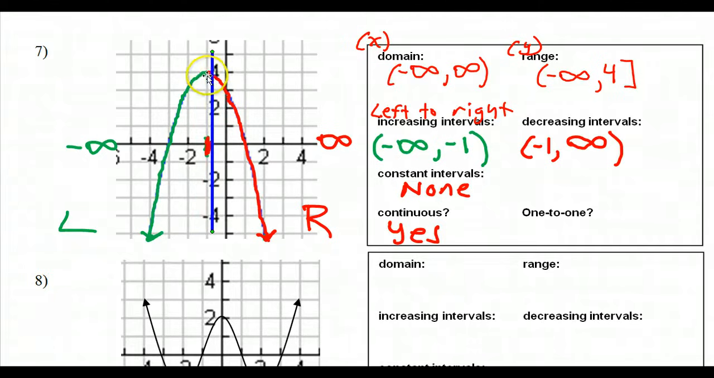All right, it hits one point right here. As it goes, it's only hitting 1 point, 1 point, 1 point. Any vertical line is only going to hit 1 point on this graph. So that's how I knew it was a function.